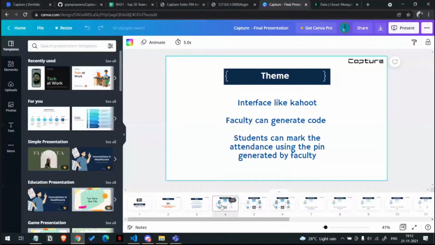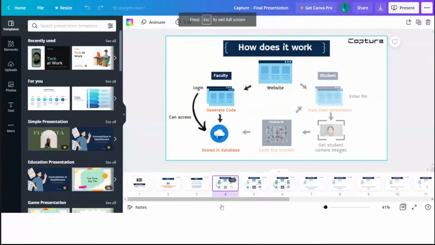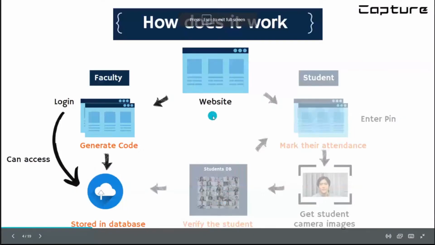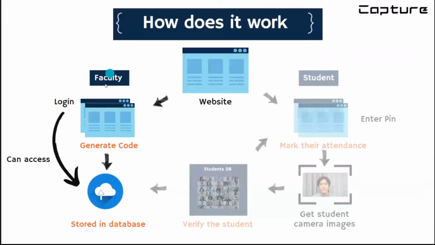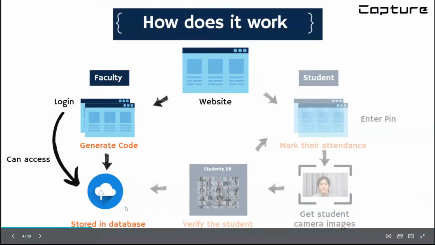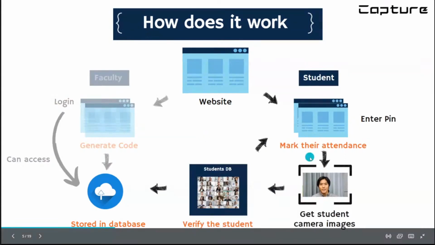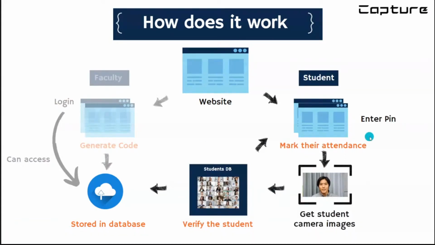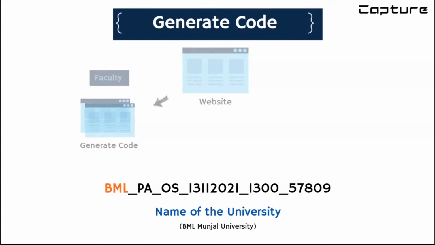Moving on, let me quickly show how we planned the workflow. There are two interfaces, the faculty one and the student one. In the faculty one, the faculty can log in and generate the code, and these codes will be stored in the database. Similarly, the students can enter the pin, and if the pin is validated as generated by the faculty, they can mark their attendance using facial recognition. After verifying that the student is present in the particular database, only then will the student be marked present.